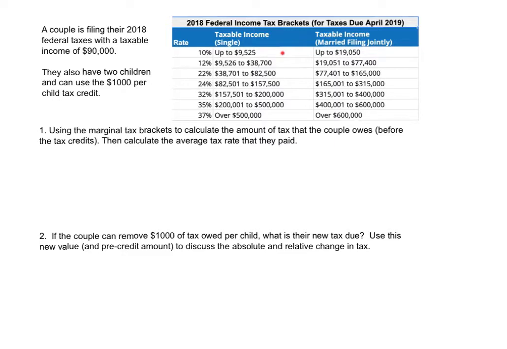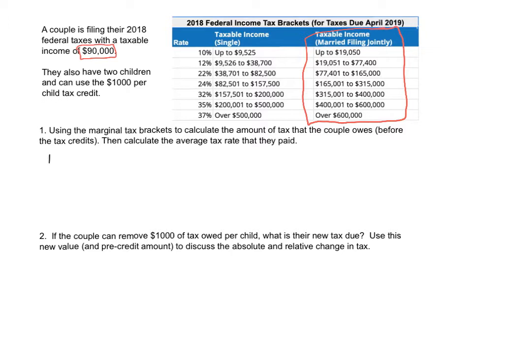We're going to use these marginal tax brackets, marginal meaning for every dollar earned in that bracket. We're going to calculate the amount of tax this couple owes before any tax credits, and then consider the average tax rate they paid. This is the column I'm going to use. They're filing jointly, so we need to consider their taxable income of $90,000.